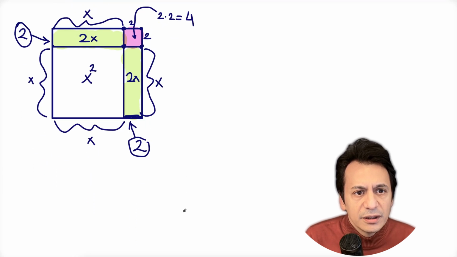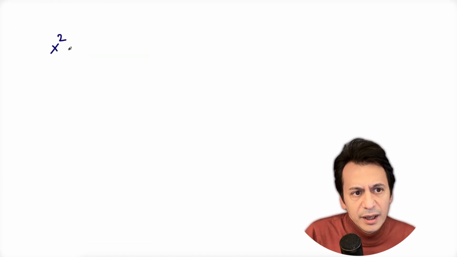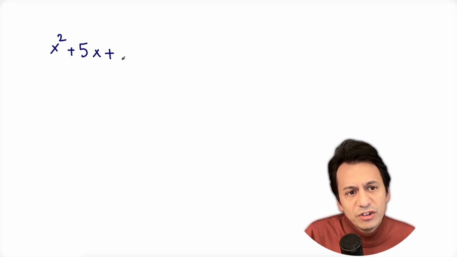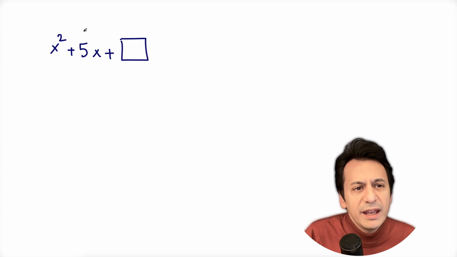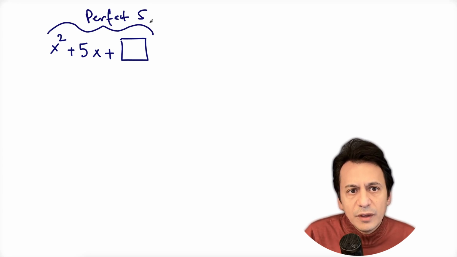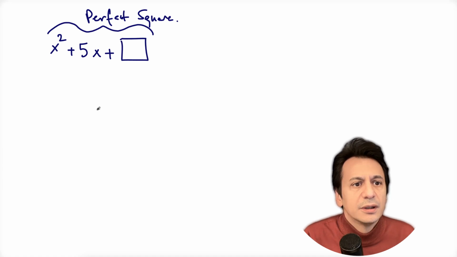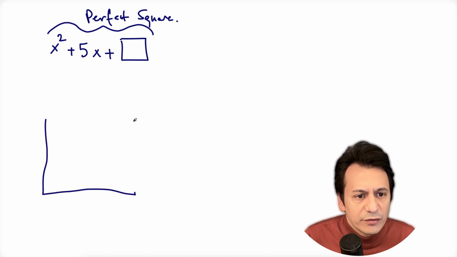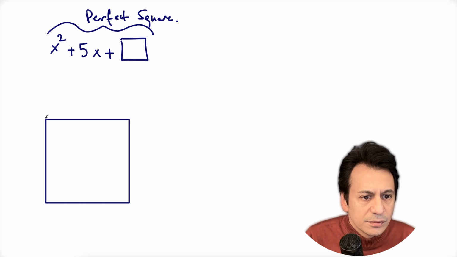Okay. Let's start with x squared again and add 5x this time. And what shall I add to that in order to make this a perfect square? Okay. We'll find out. Let's start with our square first.